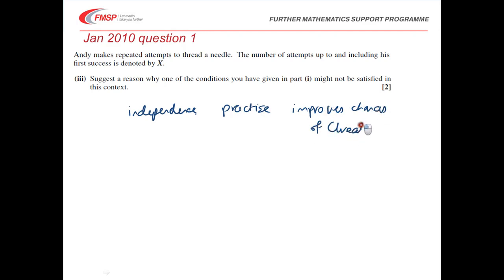So we could argue that they're not really independent. Or you could state that the probability isn't constant because it's increasing. They're sort of linked statements there.